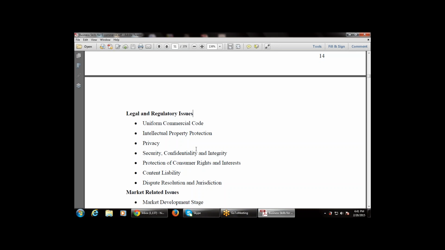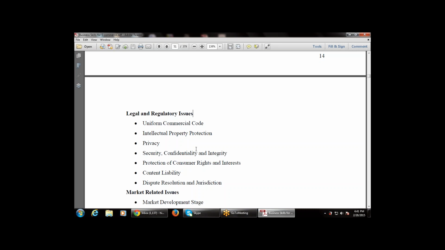Then the next one is privacy. This is also an important concern, that there must be proper privacy in e-commerce. If I'm paying something, my password or my debit card or credit card number must not be reachable to anyone, so it cannot be hacked by anyone. This is also a legal and regulatory issue. There must be privacy of the information.